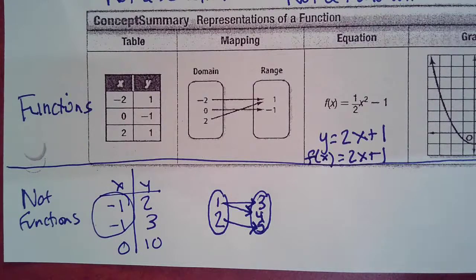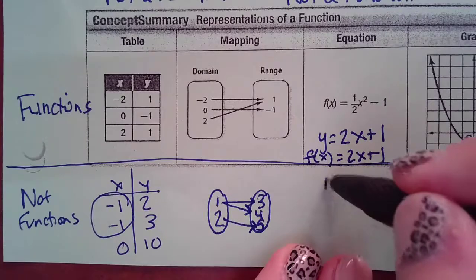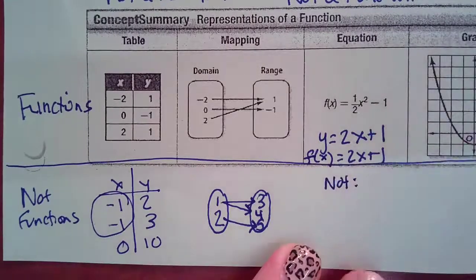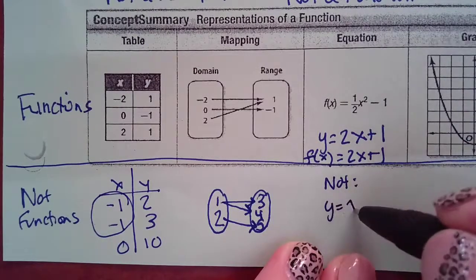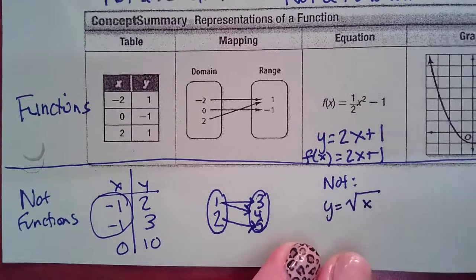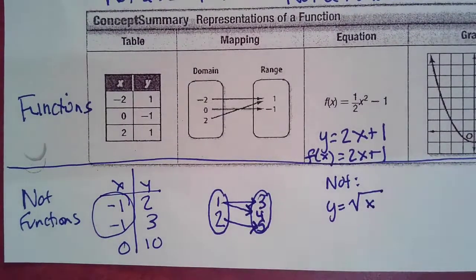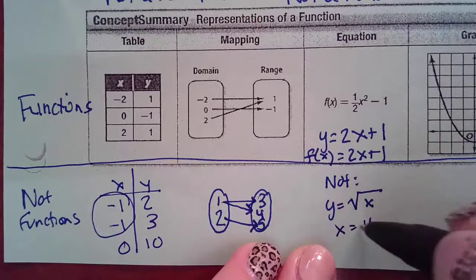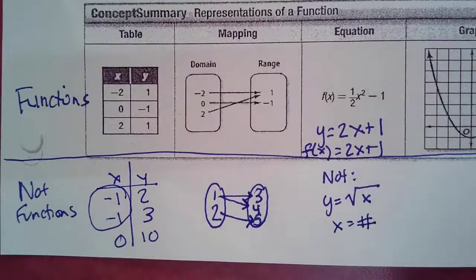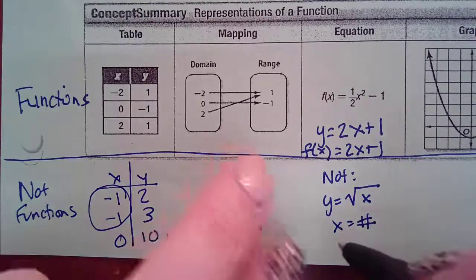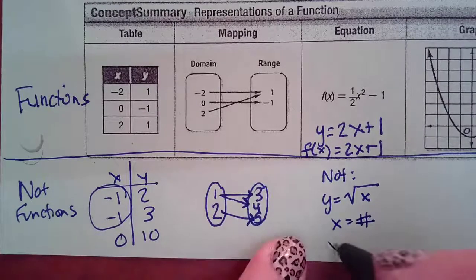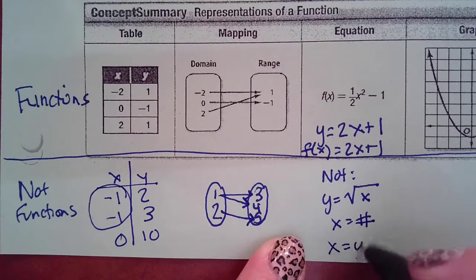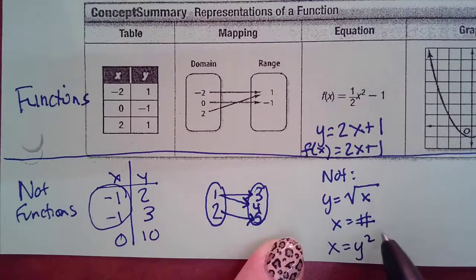Some things that are not functions. It cannot be y equals a square root of x. Okay? Cannot be that. So if we saw that square root there, not a function. It cannot be x equals any number, because that would be a straight vertical line, straight up and down. And it can't be x equals y squared. That's again x equals something. Cannot be that.